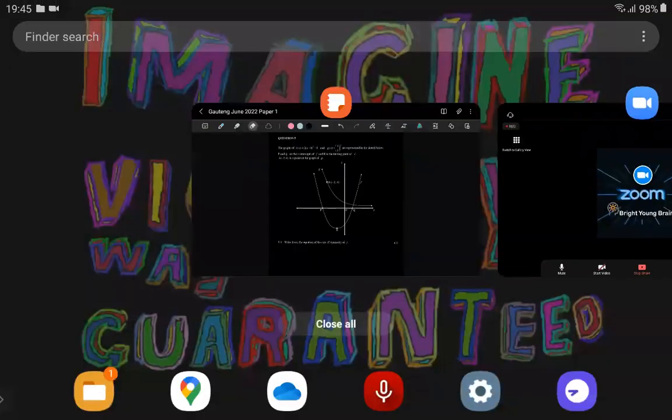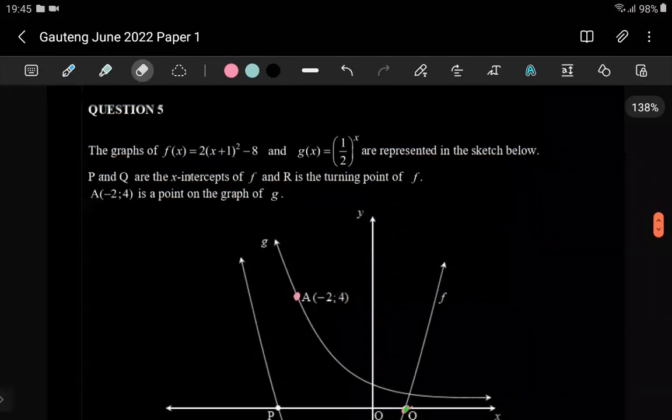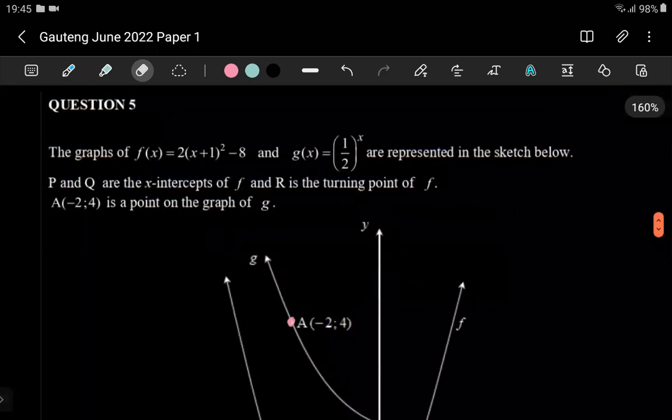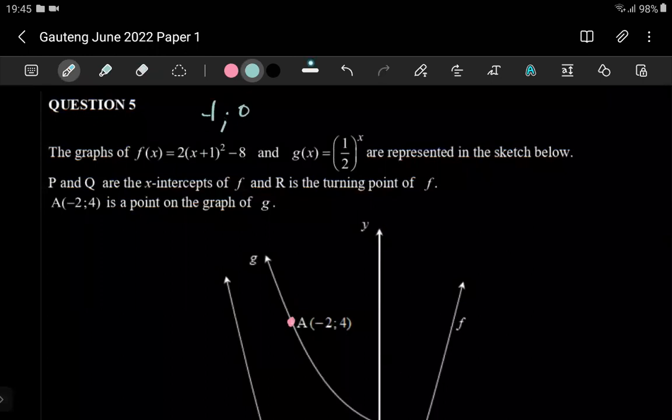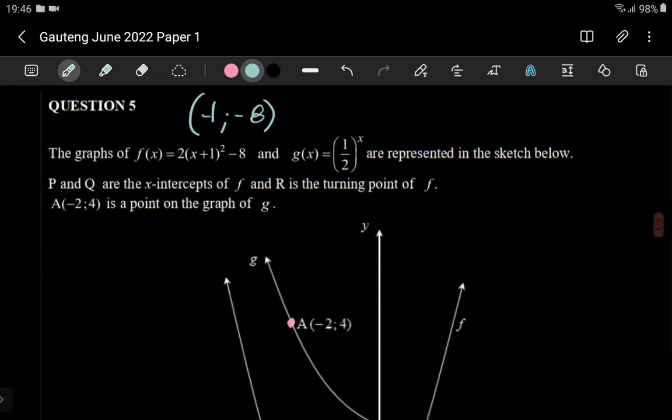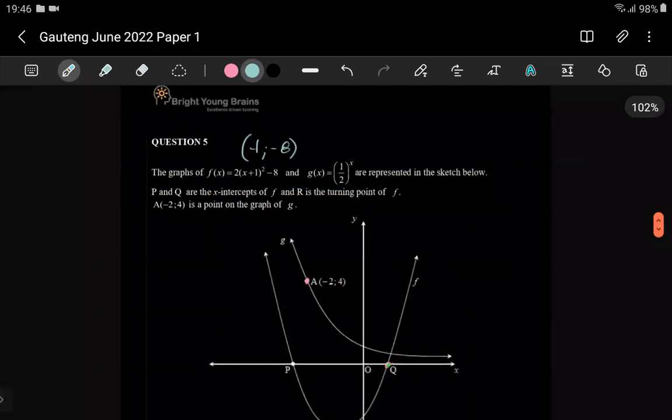So with this for question 5, it says here clearly the graphs of f of x. So we can easily see that f of x is a parabola because of this. So obviously this is telling us that the turning point is going to be -1, -8, because for the x value of the turning point, we always take the opposite of this. The y value of the turning point, we always take this number as it is. This is clearly an exponential graph, so that's all good.